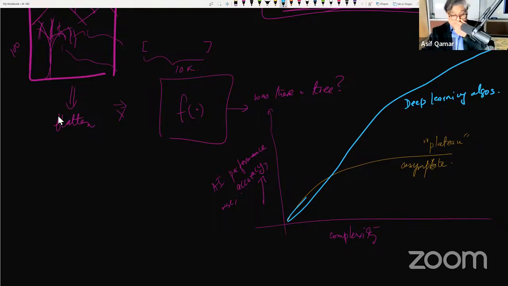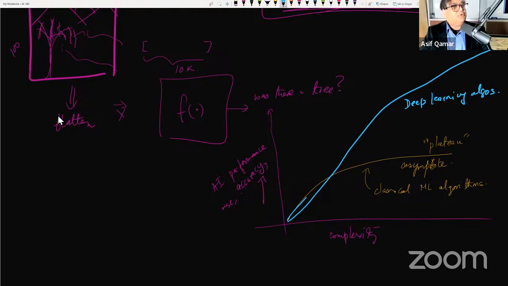What is the yellow curve again? A classical algorithm. So let me name them. A typical classical machine learning algorithm. And the blue one is the deep learning algorithms. Right? Deep learning networks tend to just go on and on and on.